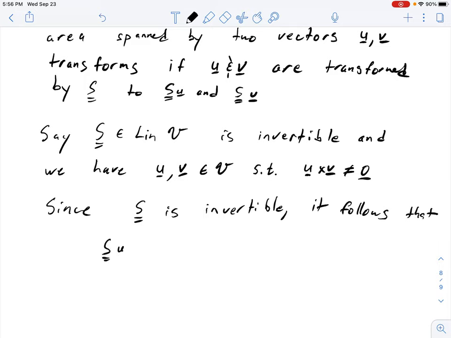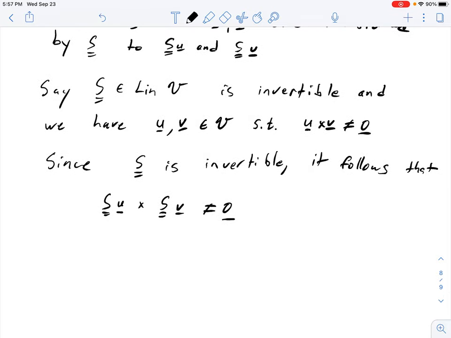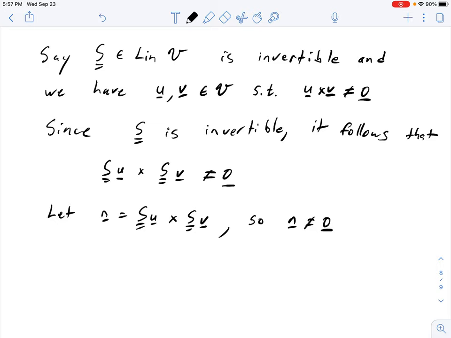So Su cross Sv is not equal to 0. So we're going to let n equal Su cross Sv. And we know that n is not equal to 0 since n is just this thing that we said is not equal to 0. And in fact, n is perpendicular to both Su and Sv. So it is the area normal to the parallelogram spanned by Su and Sv.